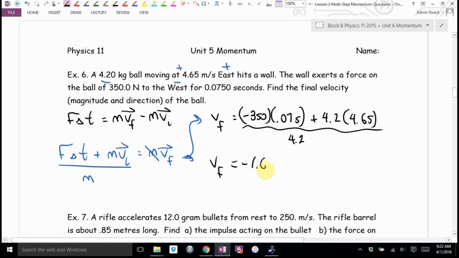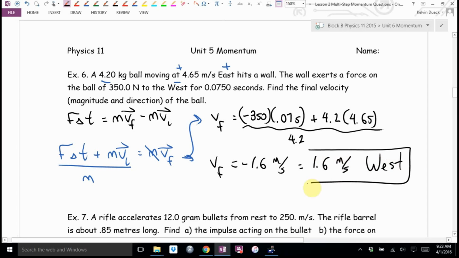I'll write negative 1.6 meters per second, and then I'll put an equal sign, and I'll say 1.6 meters per second direction. West. Because it did say find the final velocity, and then in brackets it said magnitude and direction. Right? James, magnitude means size.